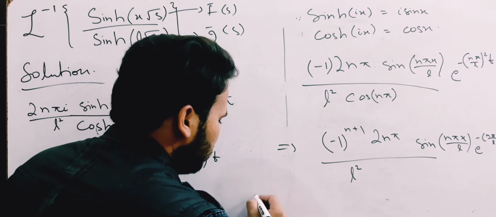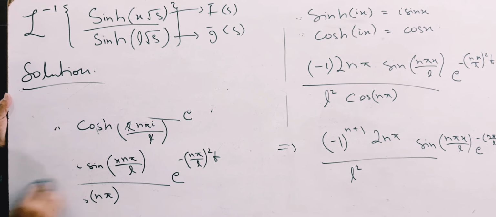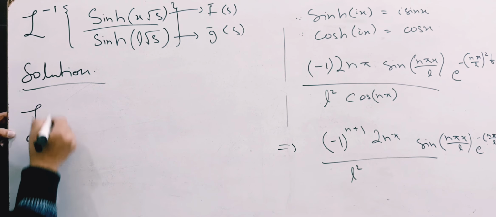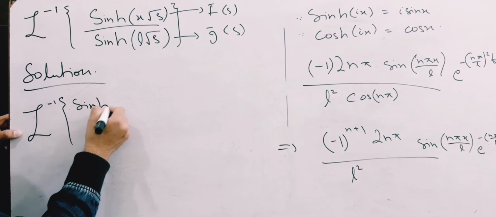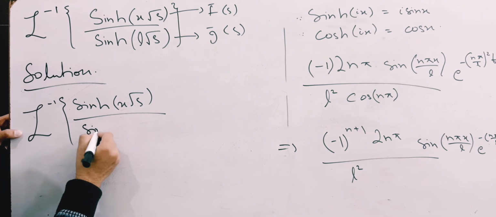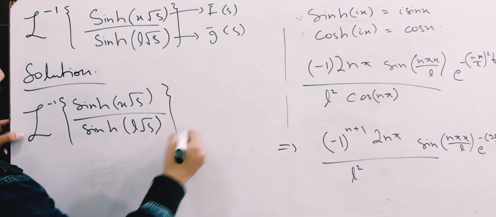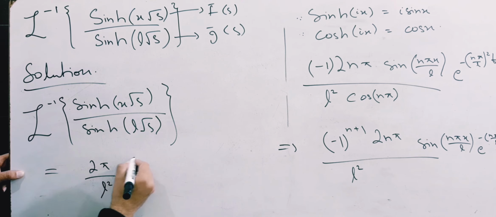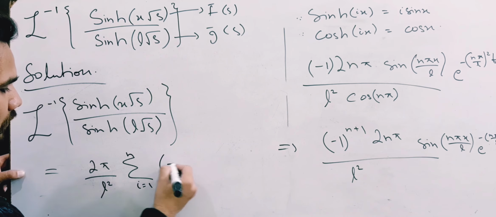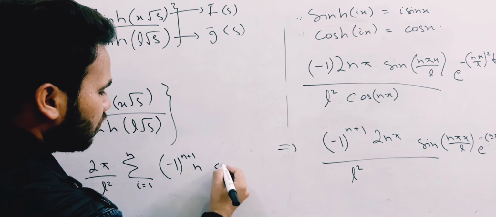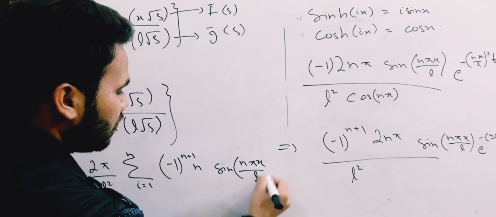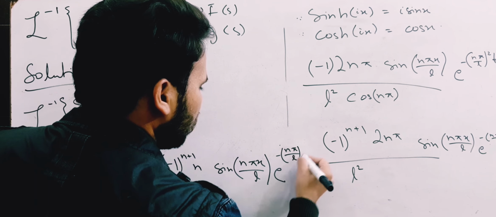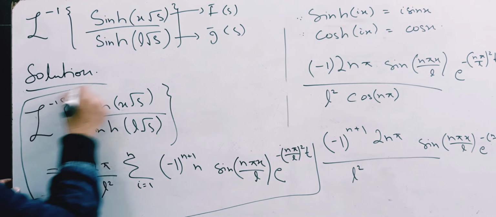Through the theorem statement, the Laplace inverse of sine hyperbolic x square root of s divided by sine hyperbolic l square root of s equals 2 pi over l square times the summation i equals 1 up to n of minus 1 power n plus 1 times n sine of n pi x over l times e power minus n pi over l whole square times t. This is the Laplace inverse of the above function.